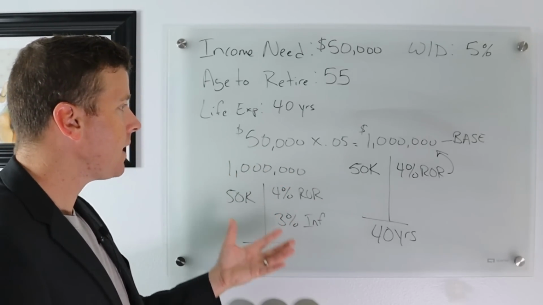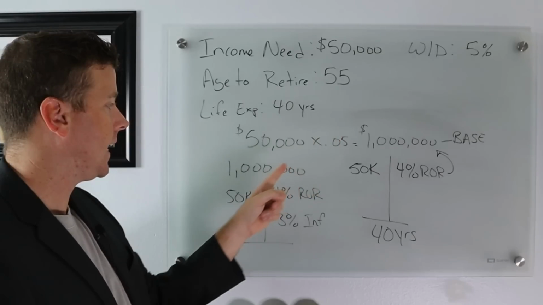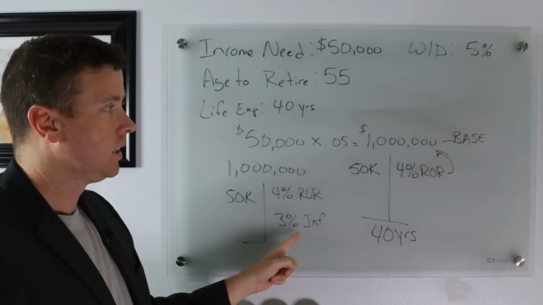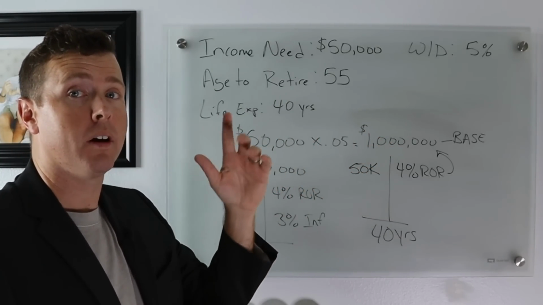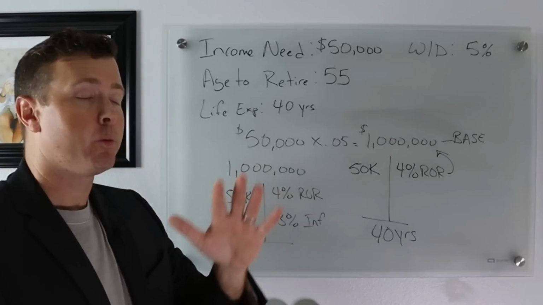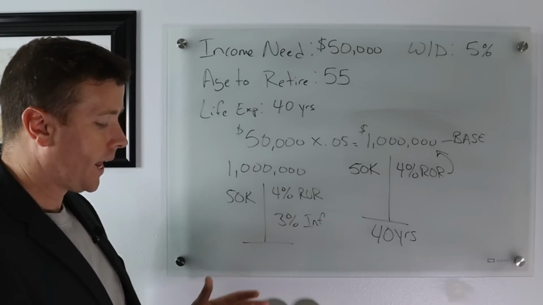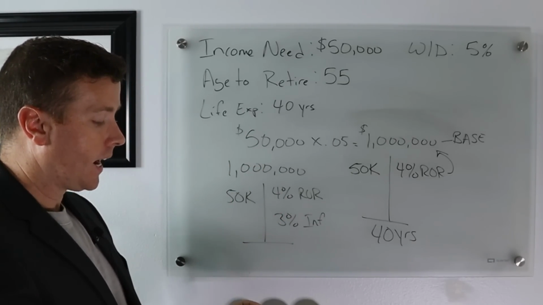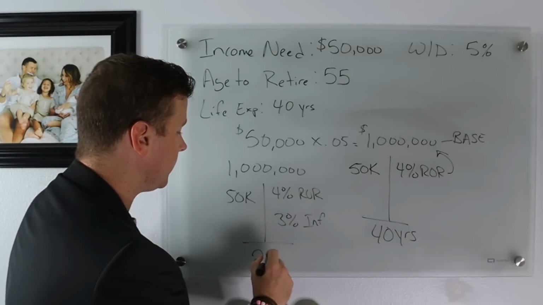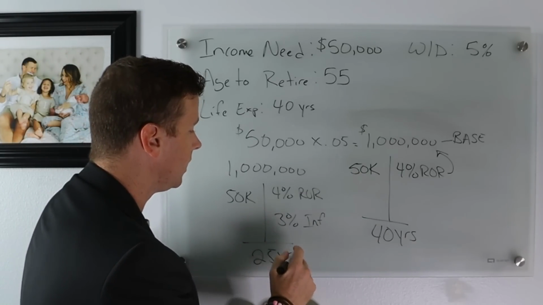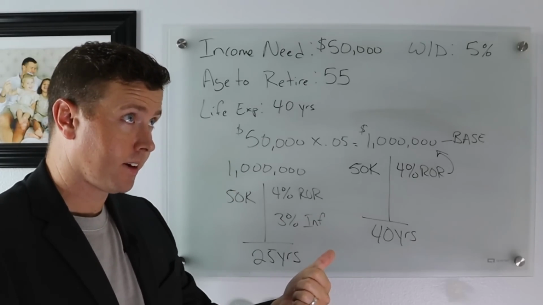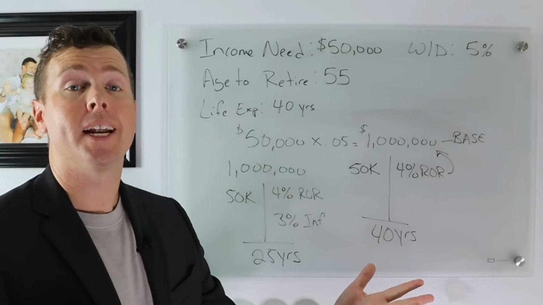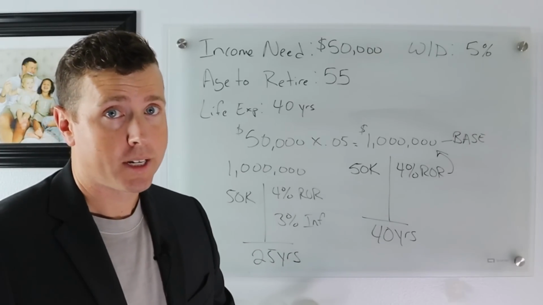So if we do the math here, we start with our base, we take it over here and we add inflation. So we know we can't have any less than $1 million if we want $50,000 a year and we want to retire at 55. What happens here? Well, we actually run out of money in 25 years. So 55 to 65 to 75 to 80. So we're out of money at 80 years old. We don't want to be out of money at 80 years old, right?